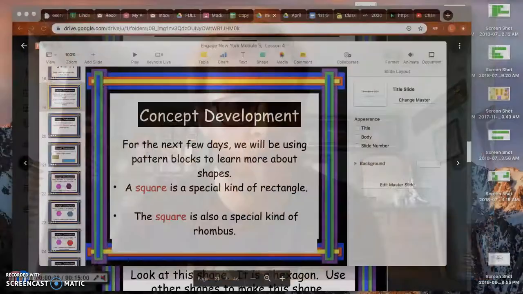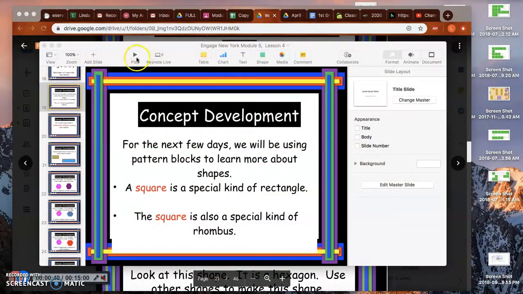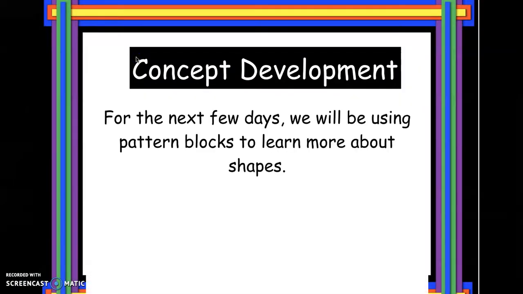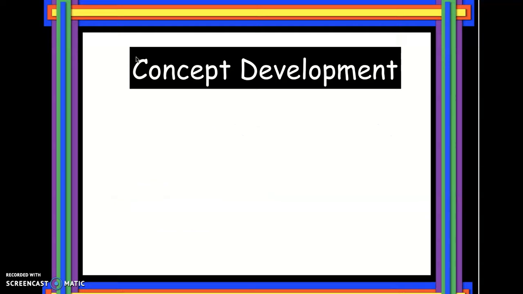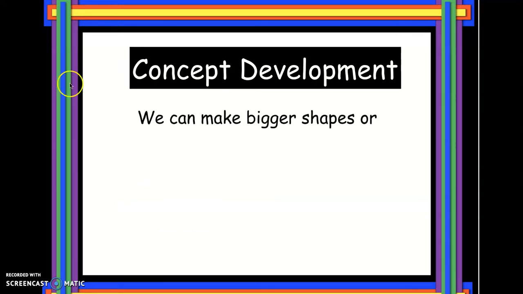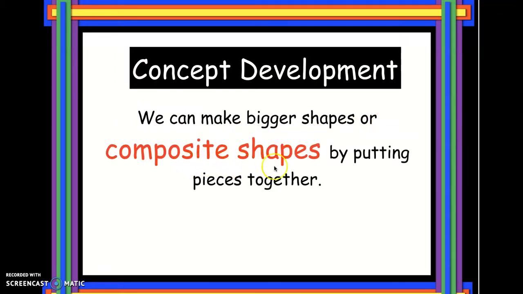Let me get my screen back to small. There we go. Okay, so we would be using pattern blocks to learn more about our shapes, but you're going to look at it on the screen since I wish I could give you pattern blocks, but you don't have any at the moment. So we're going to be learning about different shapes, like I said, and making up other shapes. We can make bigger shapes or composite shapes by putting pieces together.